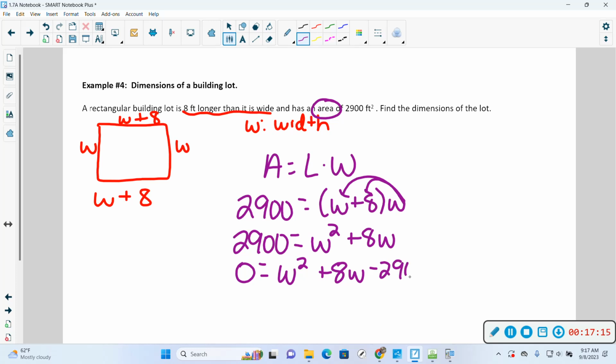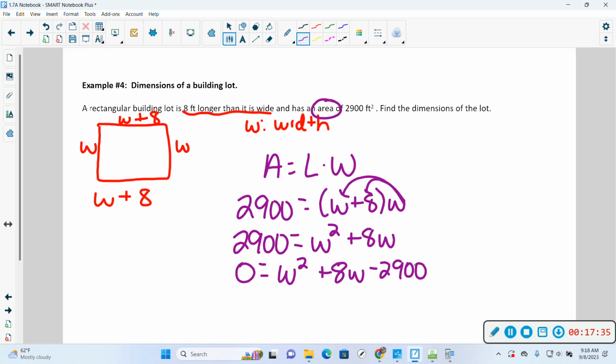Got it. Okay. So from here, of course, you would have the choice. Do you want to factor it, complete the square, or use the quadratic formula? Doesn't matter. You'll get the same thing. 2,900 is kind of a large number, clearly. Believe it or not, it does factor. There are 2 numbers that multiply to negative 2,900 and add to 8.